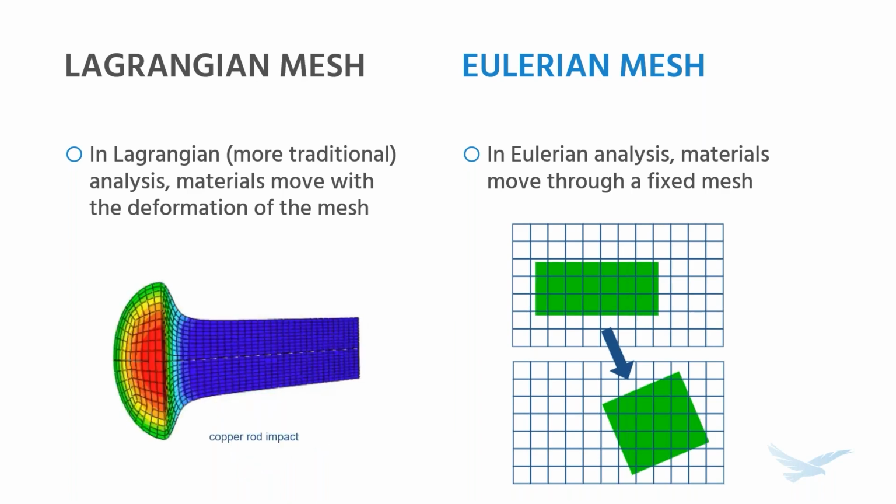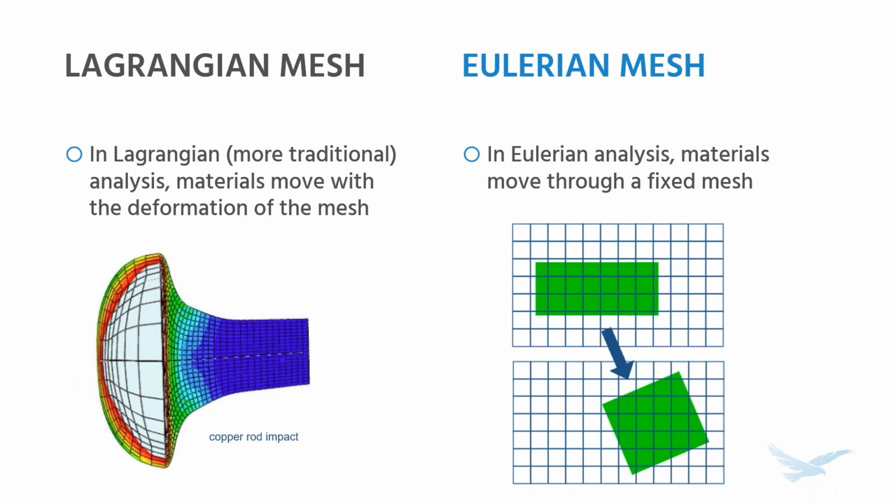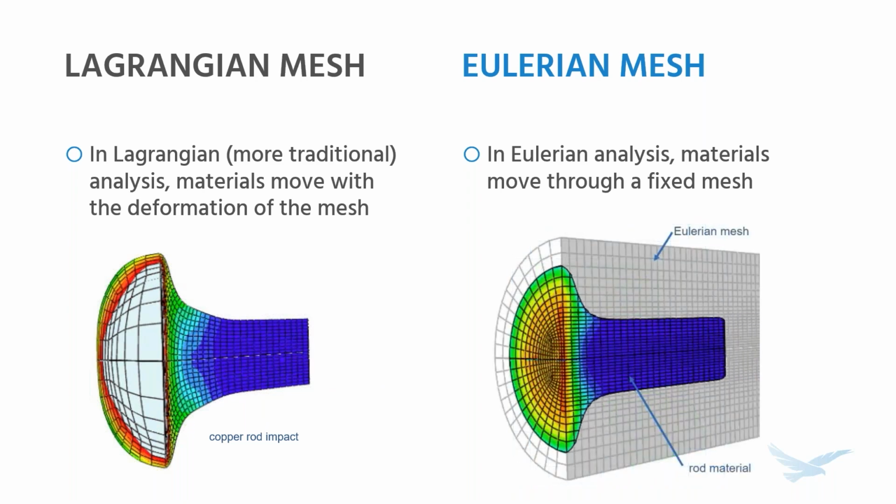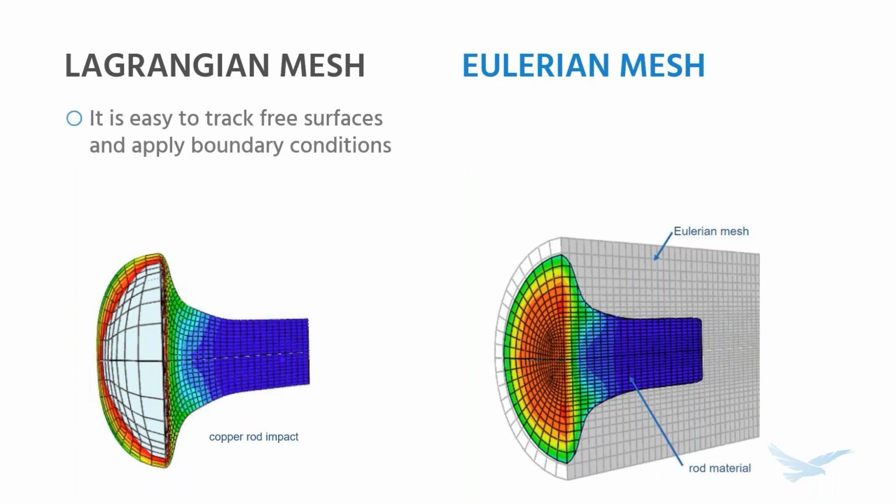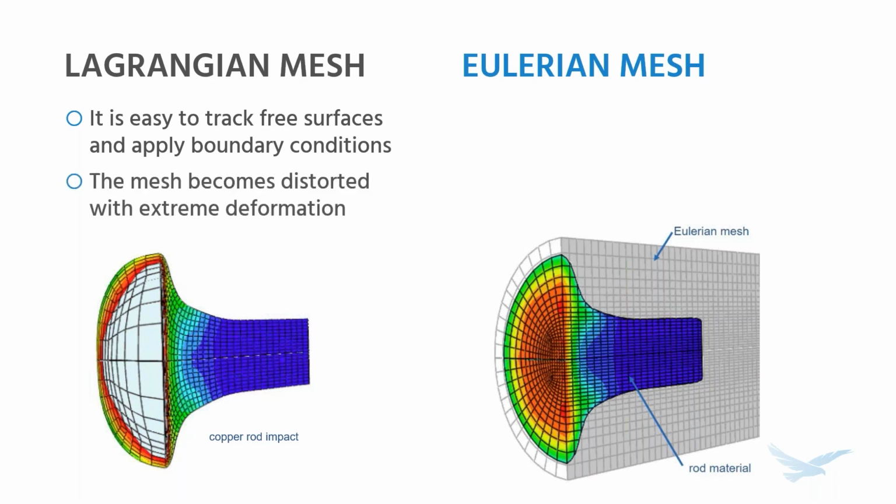If we look at something a little more practical, a little more real, we've got this copper rod impact, and you can see that as it squishes, the mesh is deformed. In the Eulerian case, the mesh doesn't move at all. The material is simply flowing through the mesh. The reason we use a Lagrangian mesh most of the time is it's really easy to work with. We can track the free surfaces, we can go and click on the mesh faces to apply our boundary conditions. It's only really in these extreme deformation cases where we have a problem because the mesh elements become too distorted.